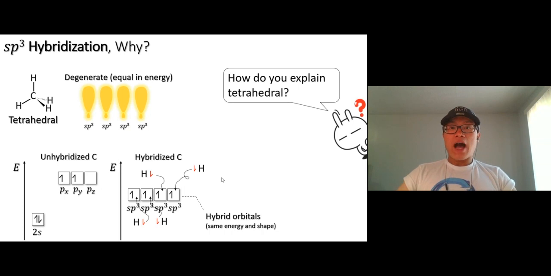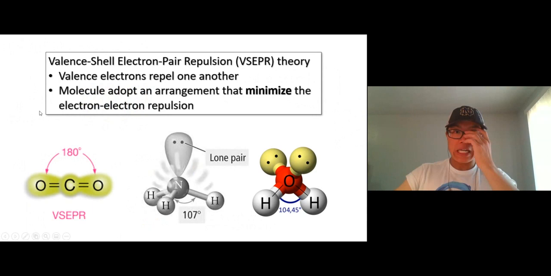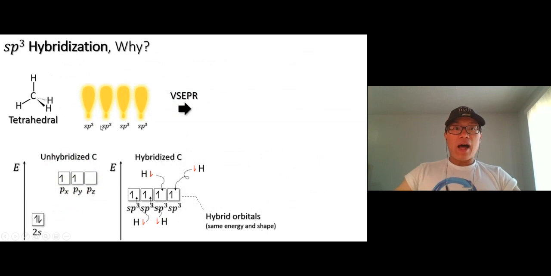Now, we're not done yet. How do we explain tetrahedral, though? Because we know the geometry of methane is tetrahedral. Well, we're going to use a different theory, the old one: valence shell electron pair repulsion, or VSEPR theory. It says that molecules will adopt a geometry or structure that minimizes electron repulsion. If you have 2 electron groups, the best structure that minimizes electron repulsion is linear. If you have 3, that's trigonal planar, right? In this case, carbon has 4 electron groups.